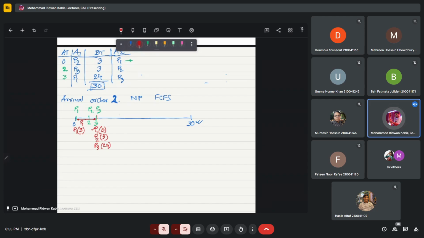Now among these two processes, who arrived first? P2. So P2 will get the CPU. P2 gets the CPU, and it will go up to 6. Okay, so let's take it with blue. Right now, at this time, how many processes do we have here? We have P1 with 0, P2 with 0, and P3 with 24.